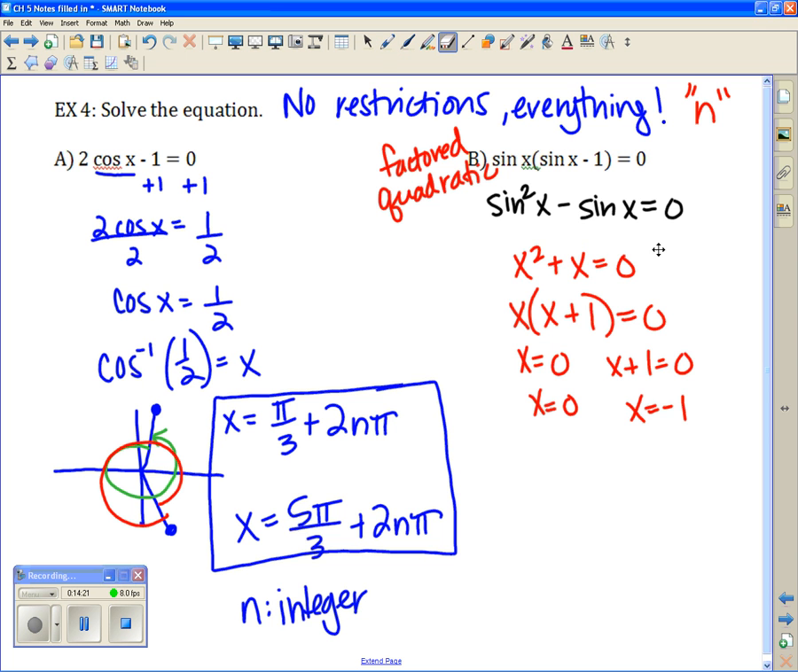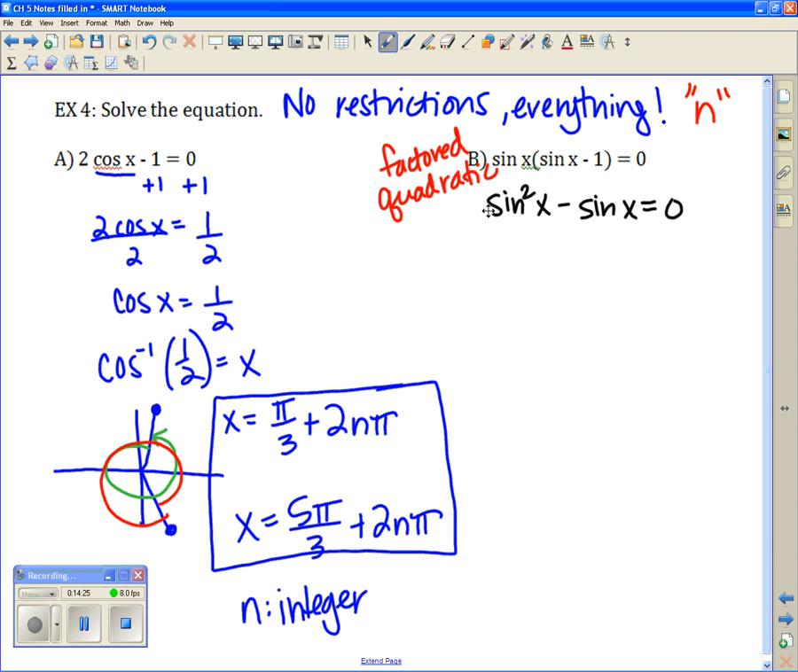So I'm going to go ahead and get rid of this so I have some more room. And I'm going to go ahead and finish the problem. So when you see this, each factor, sine of x can equal 0 or sine of x minus 1 can equal 0. Here we go. So where is it that my y values are 0? My y values are 0 here and here.